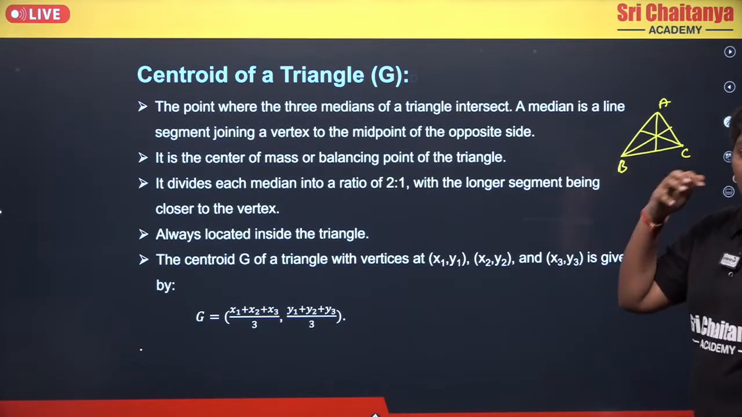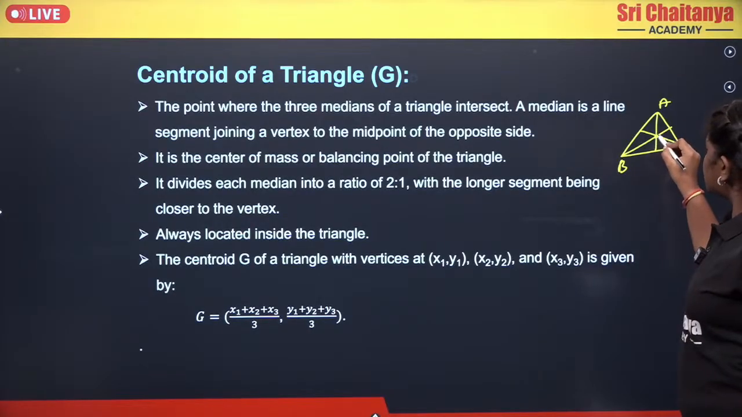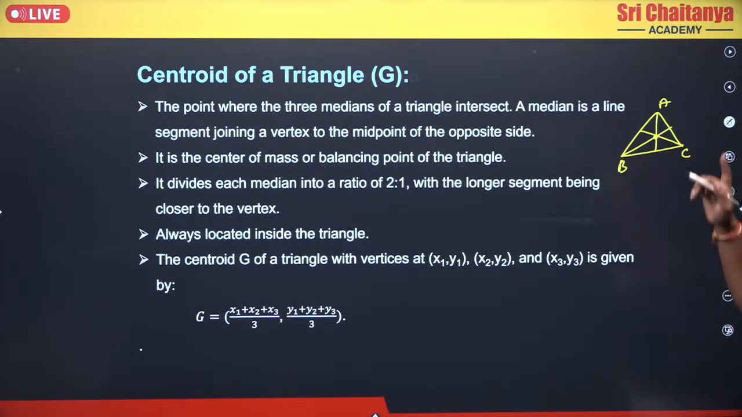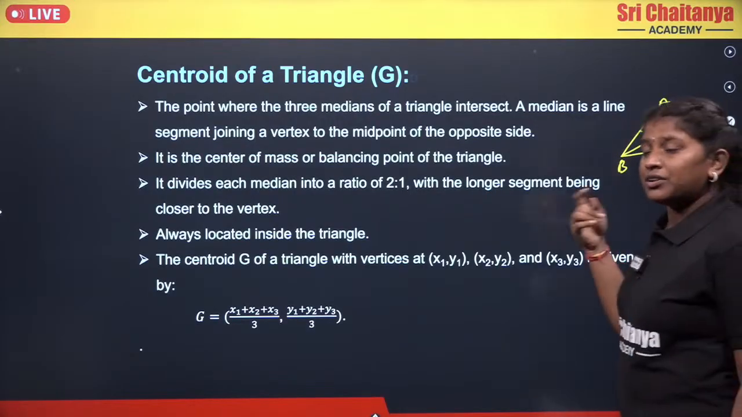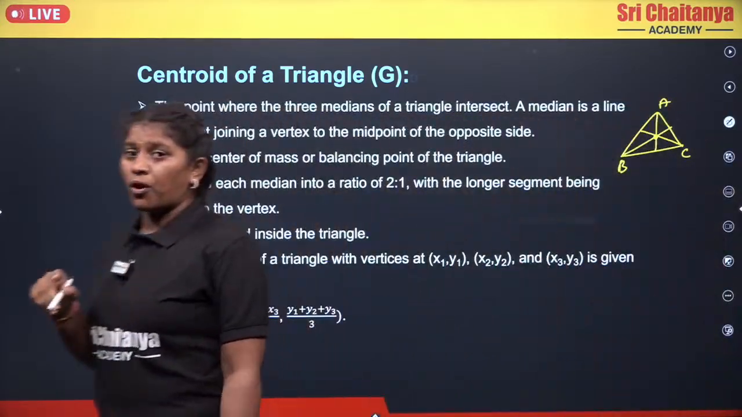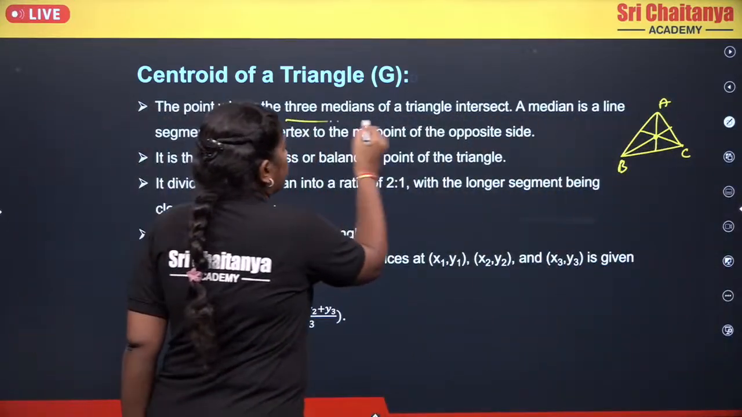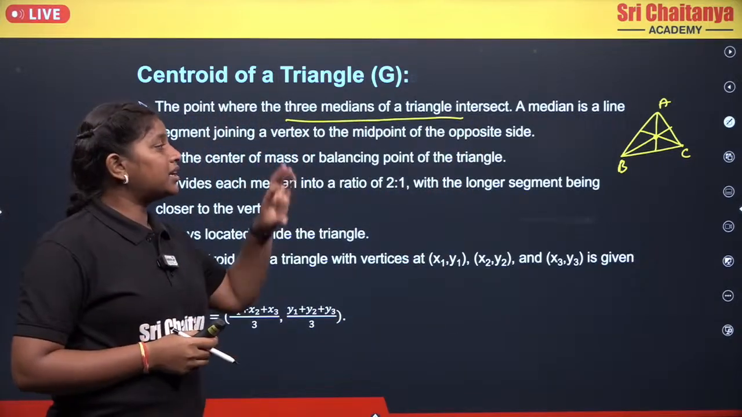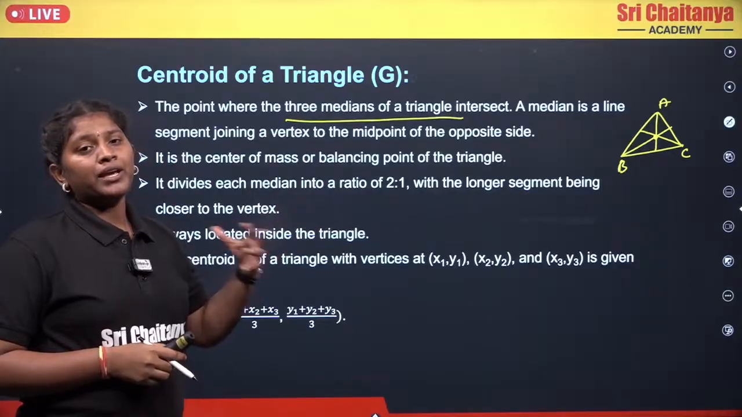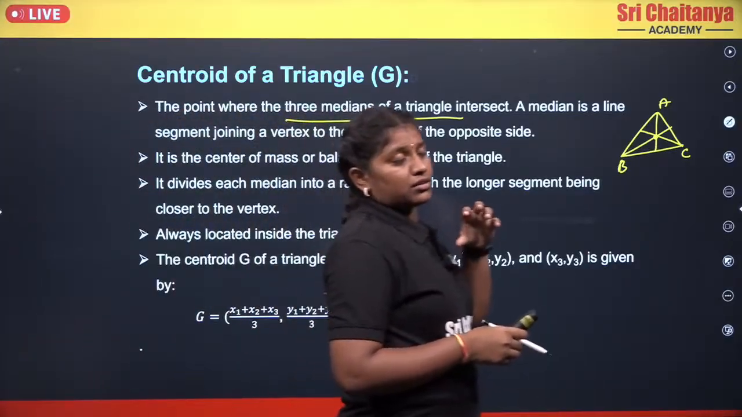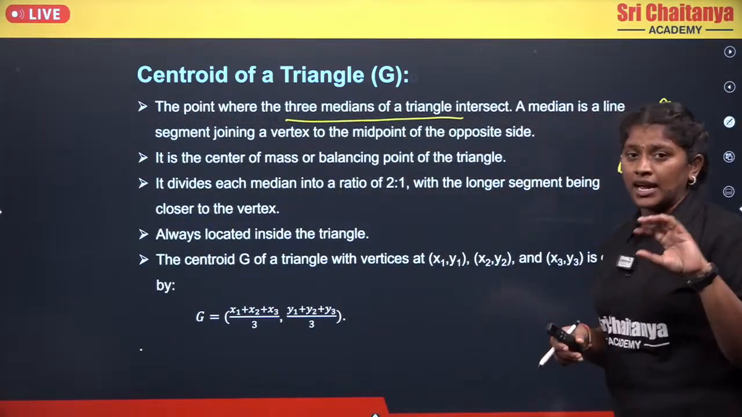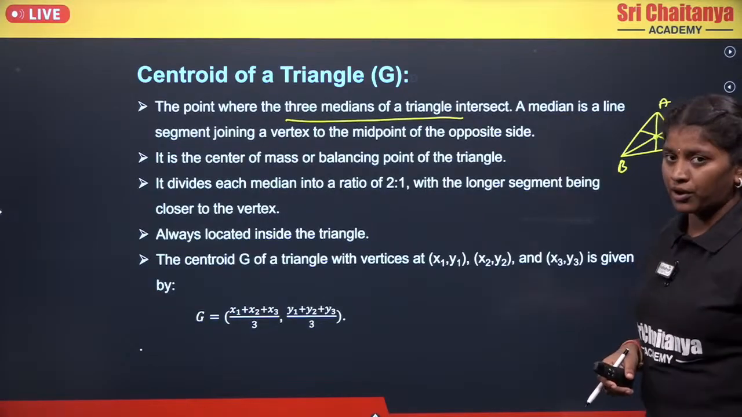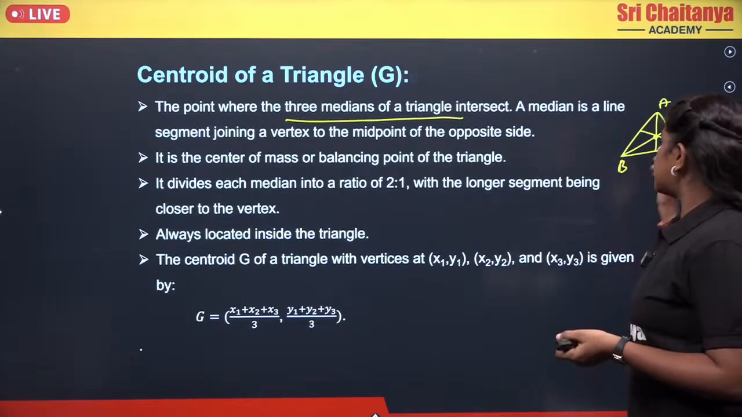Okay, so whatever the point of intersection of these medians is, that becomes your centroid. The centroid of your triangle is nothing but the point where the medians of the three sides of your triangle intersect. If you take the medians of the three sides, those three medians will be intersecting at a point. That point we are going to call the centroid.